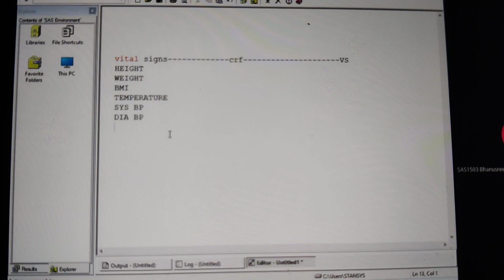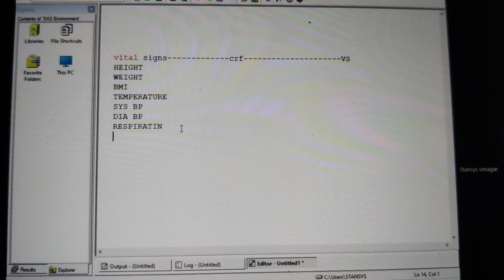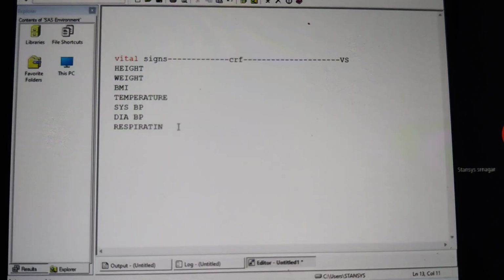Dissolved oxygen. Respiration is a vital sign. And then pulse rate is a vital sign. In recent studies, even dissolved oxygen has become one of the vital signs. Generally, these 8 parameters come under vital signs: height, weight, BMI, temperature, systolic BP, diastolic BP, respiration, and pulse rate.